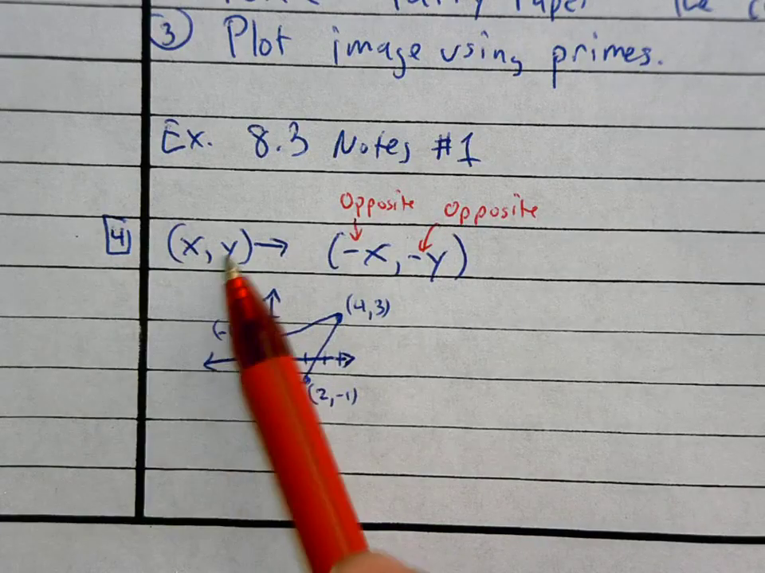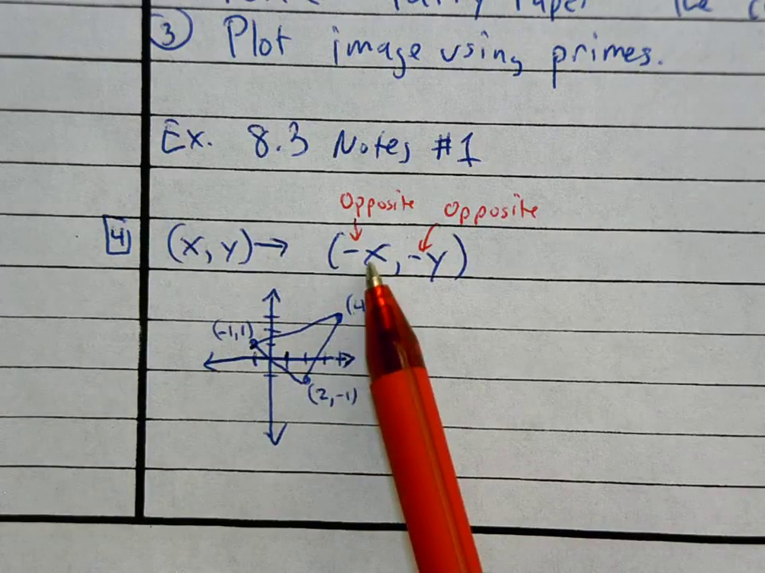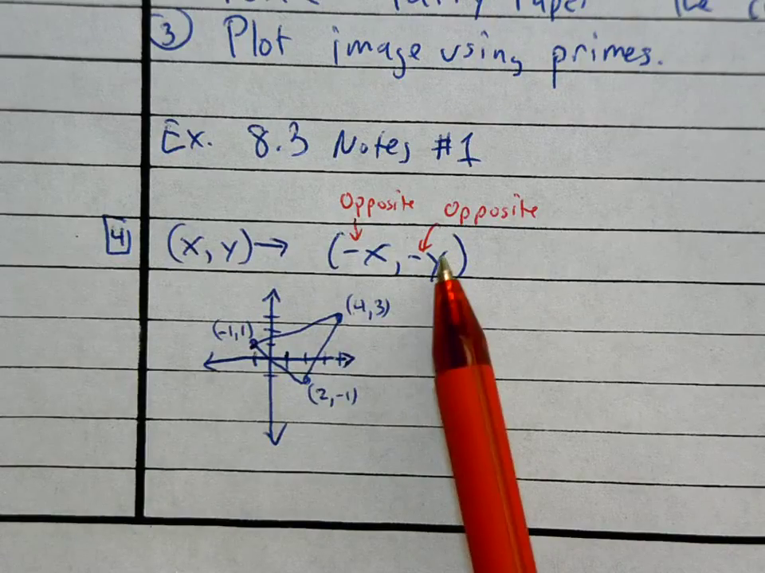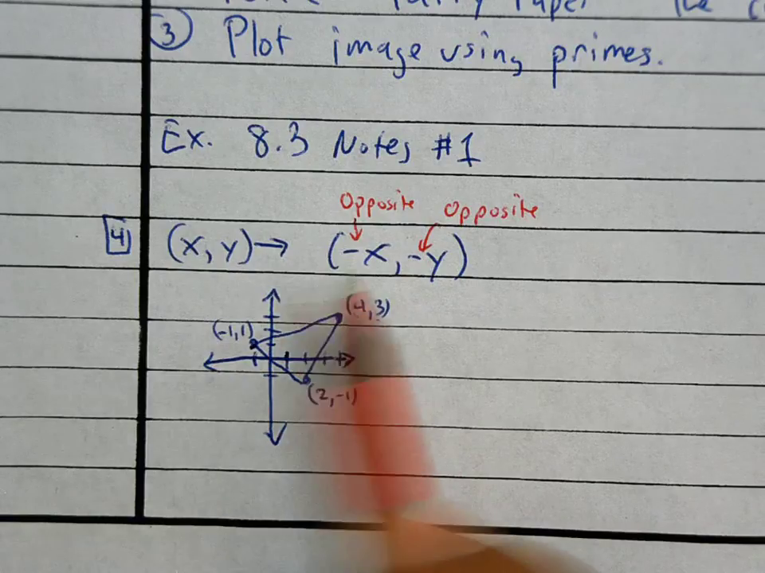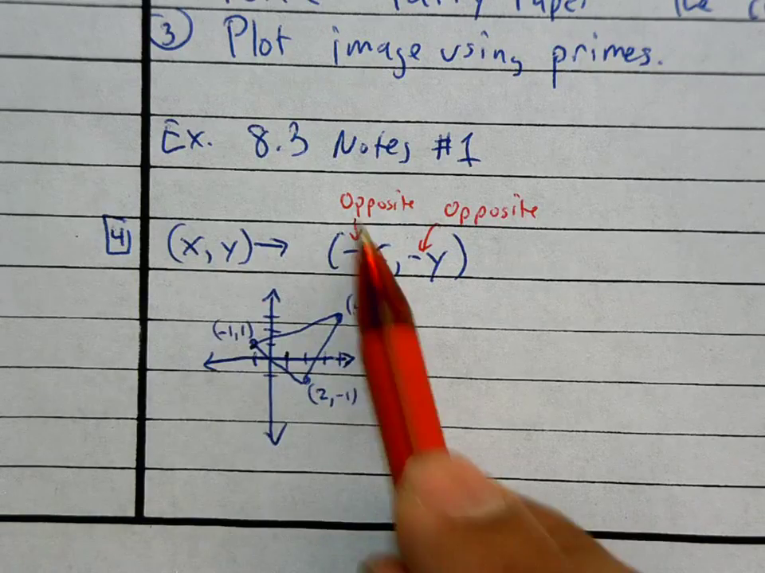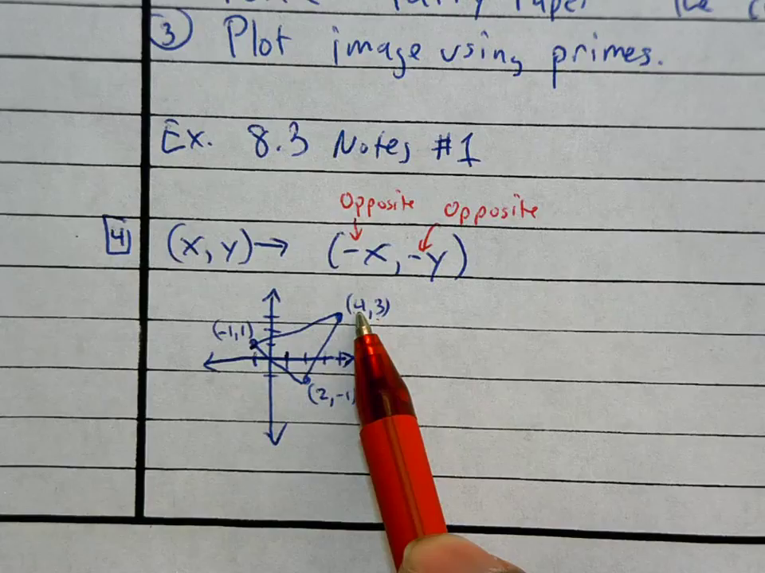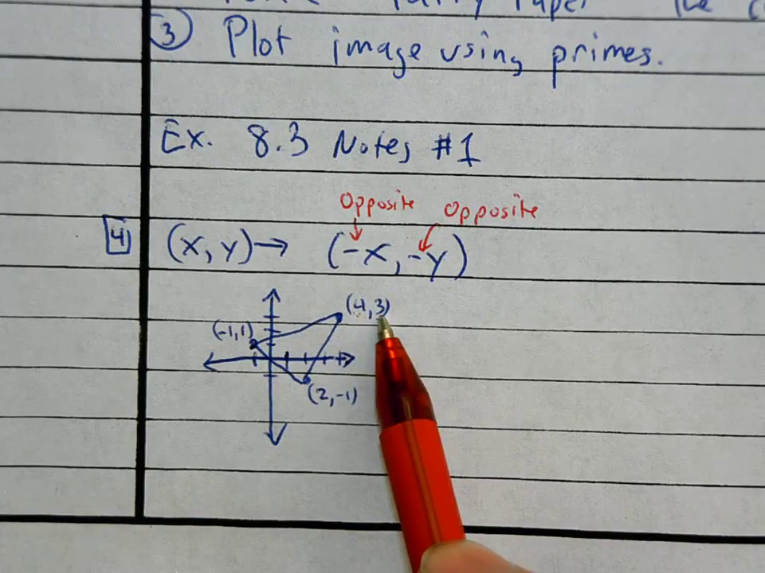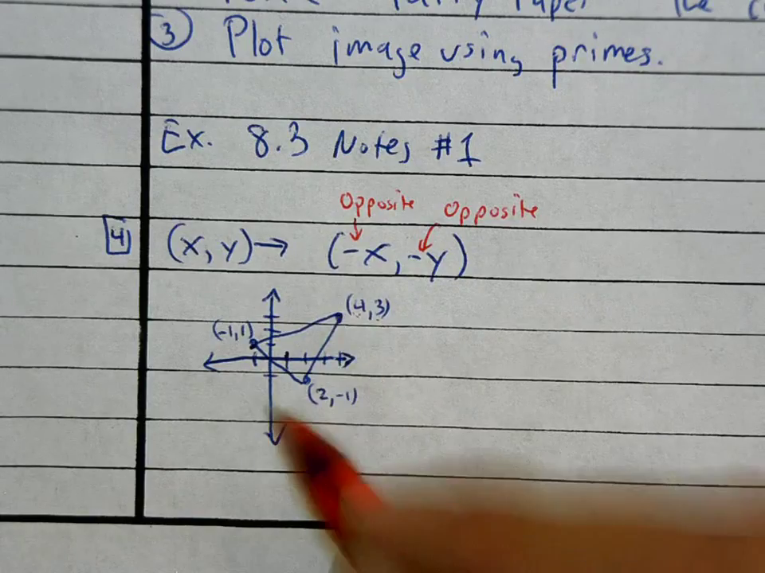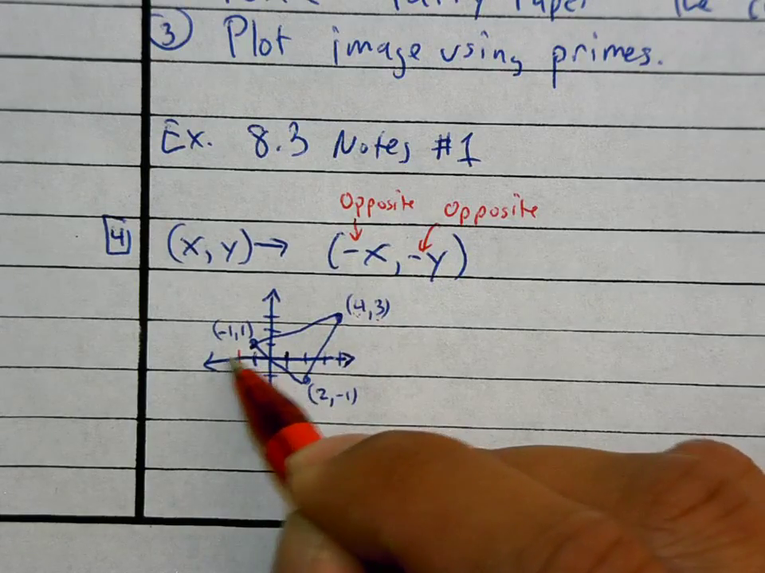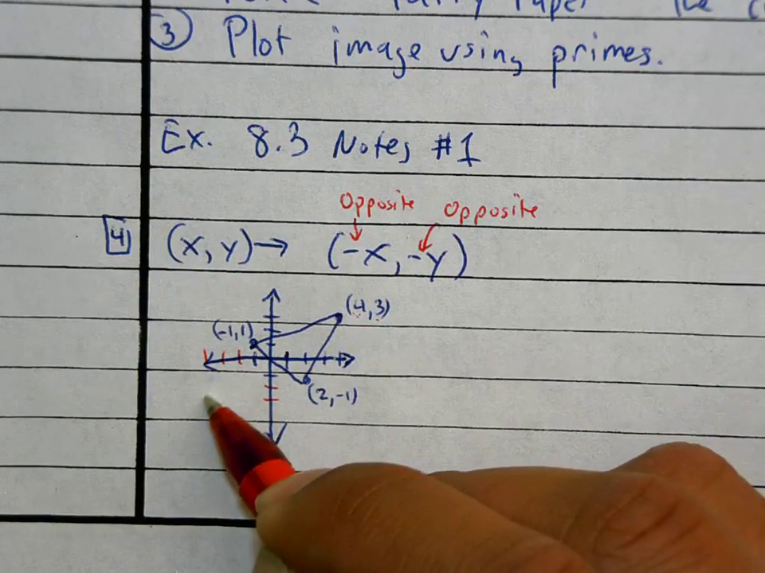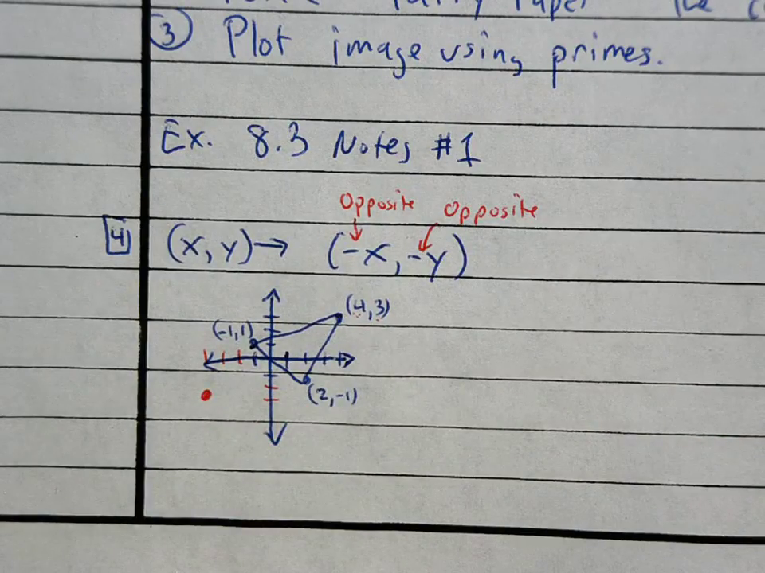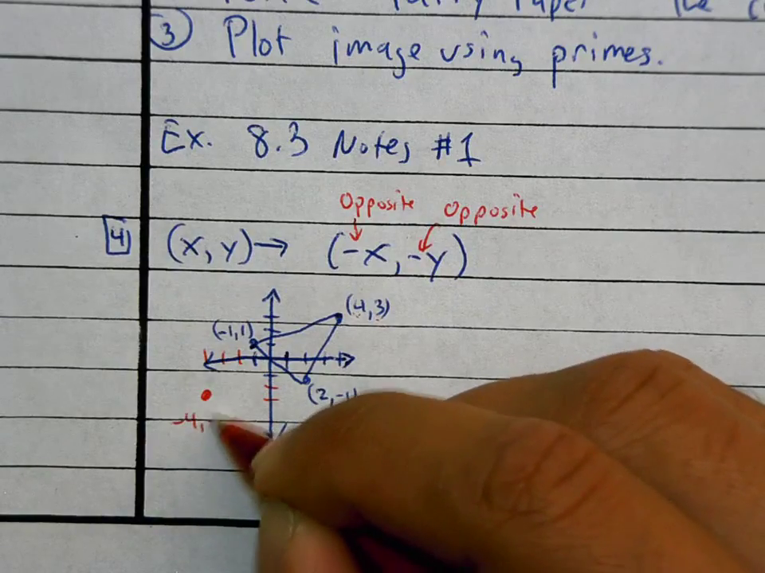Every x becomes the opposite x. Every y becomes the opposite y. So for this point right here, (4, 3), instead of using (4, 3), we're doing the opposite of 4. What's the opposite of 4? -4. And what's the opposite of 3? -3. So this point right here becomes (-4, -3). This point here comes over here. Bam. And I can even write that, (-4, -3), right there.